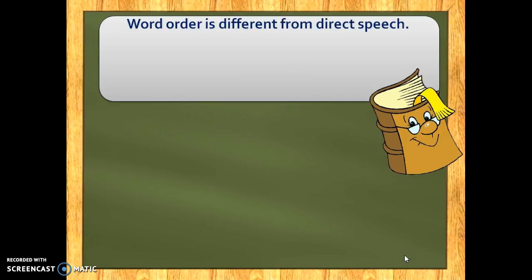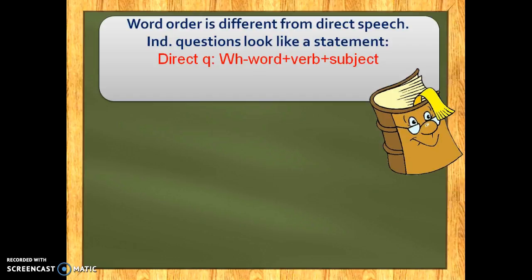Okay, what else? Word order is different from direct speech because indirect questions look like a statement. See the word order. Direct question: we have the WH word and then there's an inversion, so first goes the verb and then the subject. For the indirect, first the WH word or if, and this is the new change, subject plus verb, and this makes it look like a statement, a positive sentence.